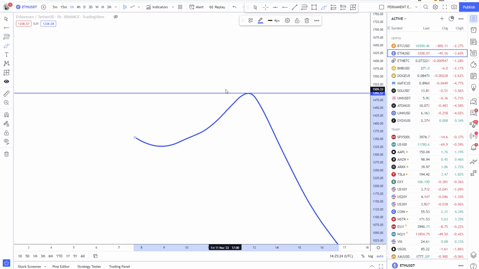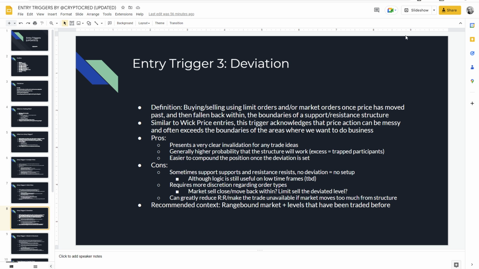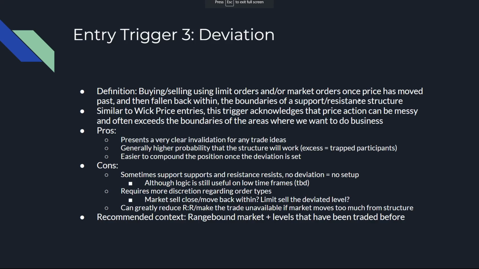Sometimes it'll attempt to break and fail, then you get a deviation setup. Sometimes it won't, and it'll just puke. And for you, if you only have that as your entry trigger, that could manifest in a mistrade, right? The other con is that when you're dealing with these types of setups, it requires more discretion regarding your order types. So once the deviation is confirmed, how do you actually get on board?